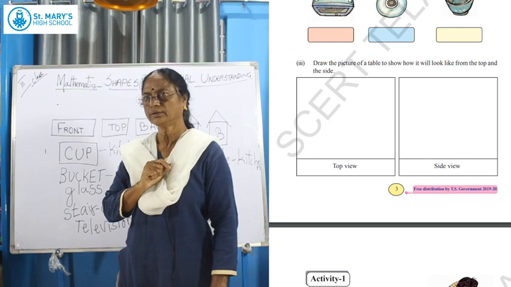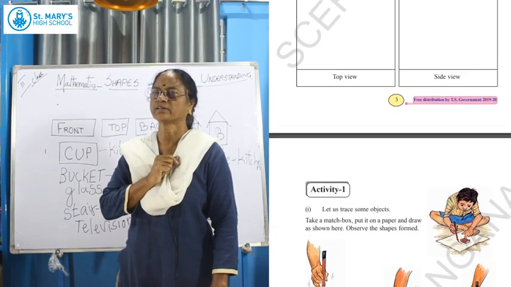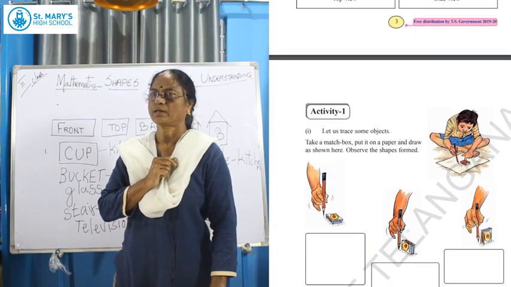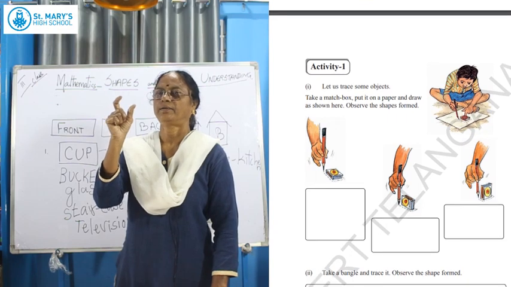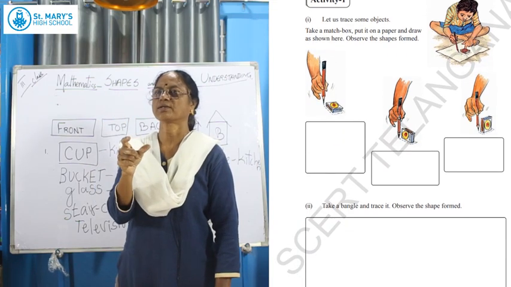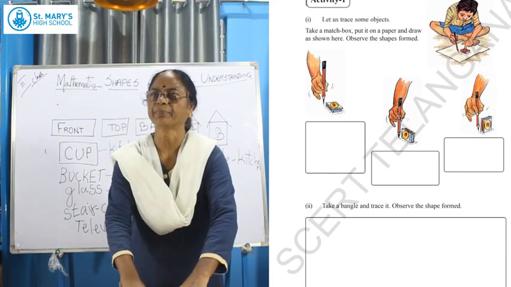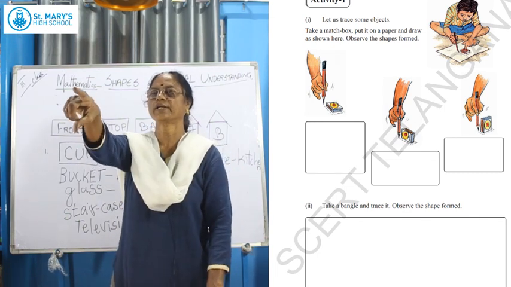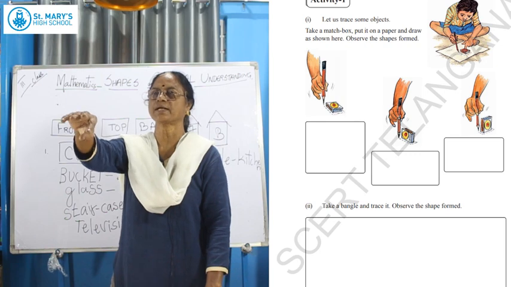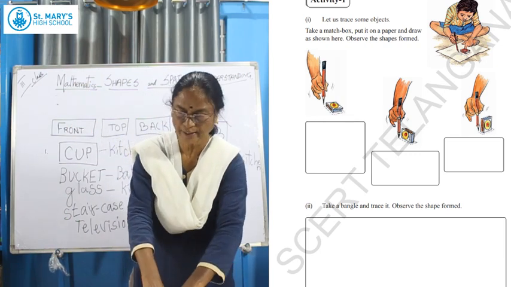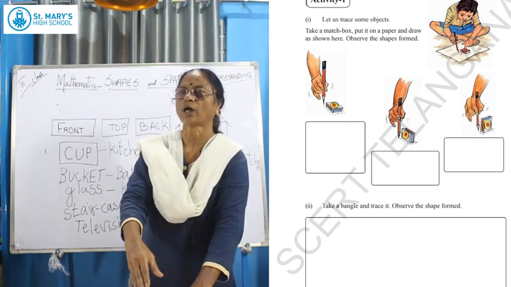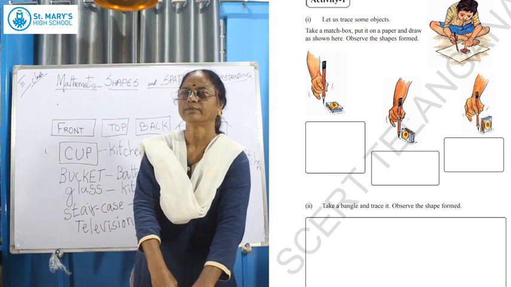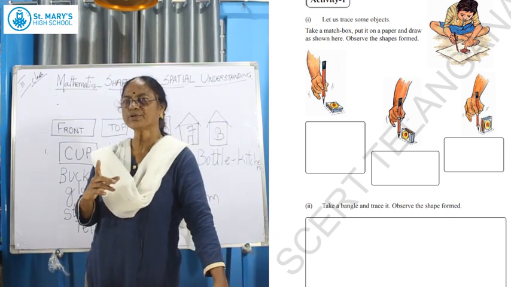Will you draw? Next question now, activity. You take a matchbox, put it on the paper, and draw as shown there in the picture. There are three pictures there. You see there, keep the box there. Side view, top view, front view. Will you do it?